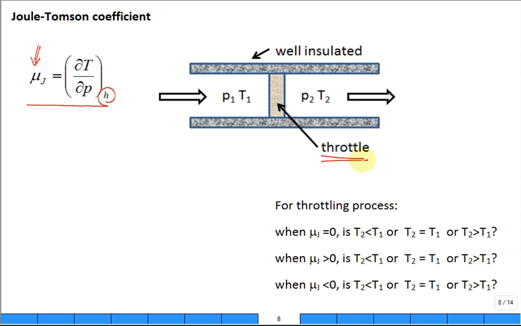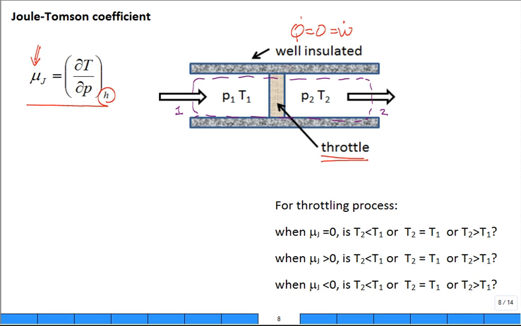So if I have flow going through a throttling valve or a restriction, and I have it well insulated, so Q dot is equal to 0, and I have no work, so W dot is also equal to 0, I can do a control volume analysis, an energy balance, where I have inlet state 1 coming in at temperature and pressure P1 and T1. It exits at state 2 at P2 and T2.